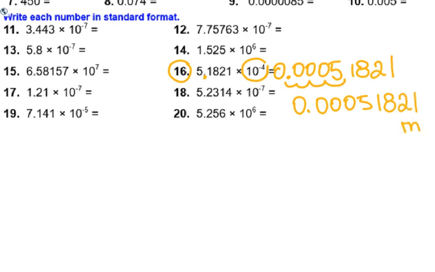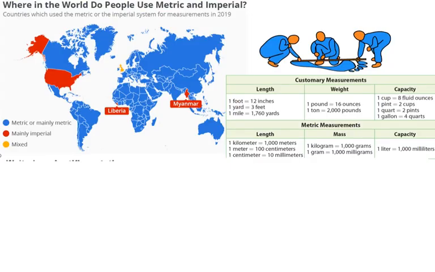And let's say I'm measuring it in meters. So this would be my answer. I'm going to skip the rest of them because I think converting back to standard format is probably pretty easy for you. What's interesting is that there are only 3 countries in the world that don't use the metric system, and the United States is one of them.